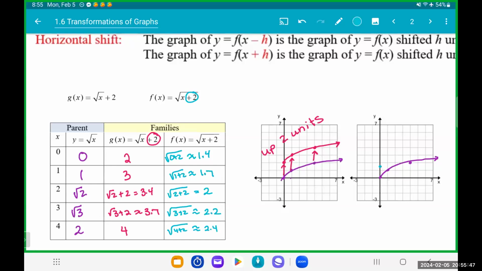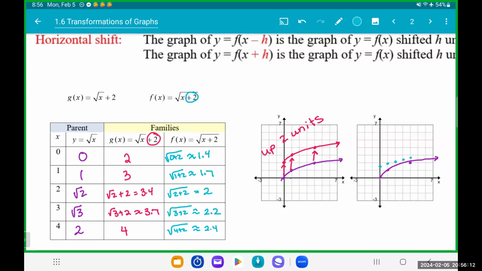At 1, we have 1.7. At 2, we have 2. At 3, we have 2.2. And at 4, we have 2.4. Okay.